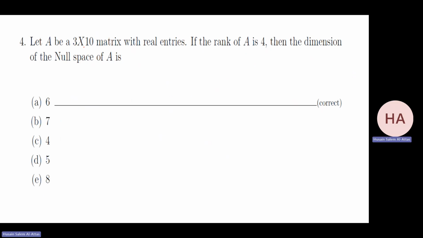A is 3 by 10, so n equals 10. The rank of A is 4. What is the dimension of the null space? Which is n minus the rank of A, which is 10 minus 4, which is 6.